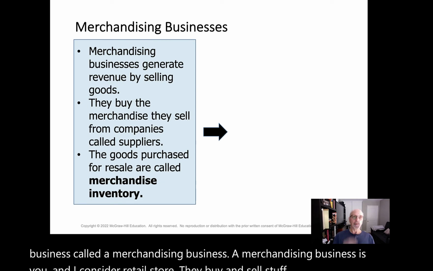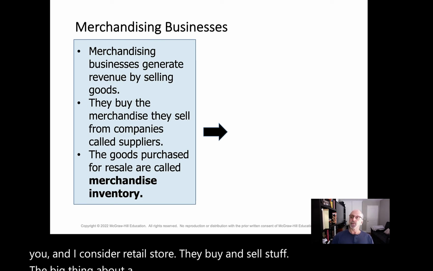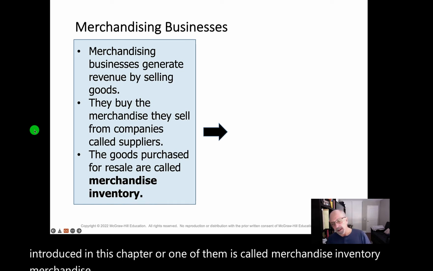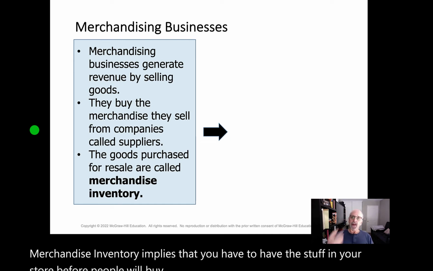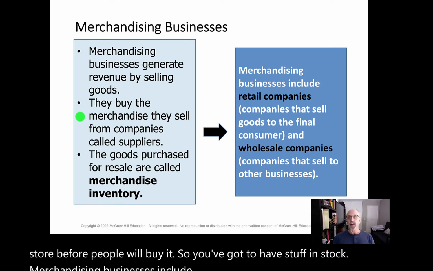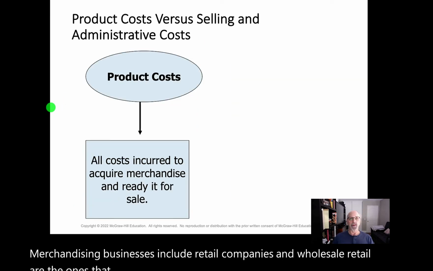The big thing about a merchandising business that's going to be introduced in this chapter, or one of them, is called merchandise inventory. Merchandise inventory implies that you have to have the stuff in your store before people will buy it. So you've got to have stuff in stock. Merchandising businesses include retail companies and wholesale. Retail are the ones that we have most familiarity with.